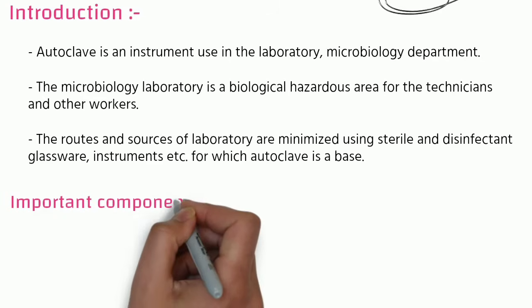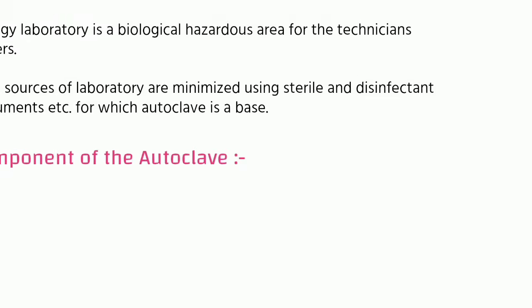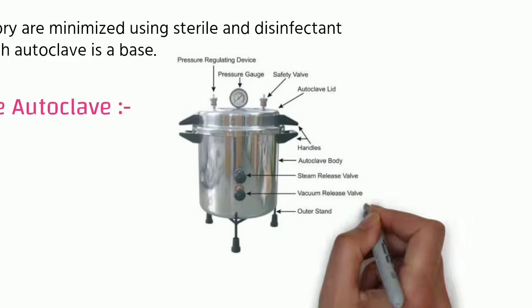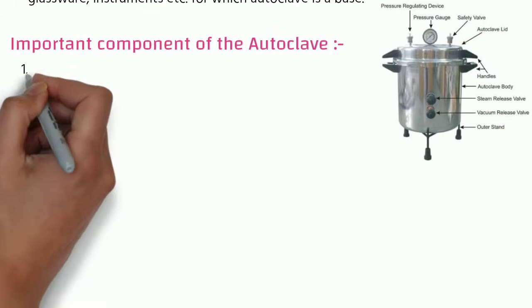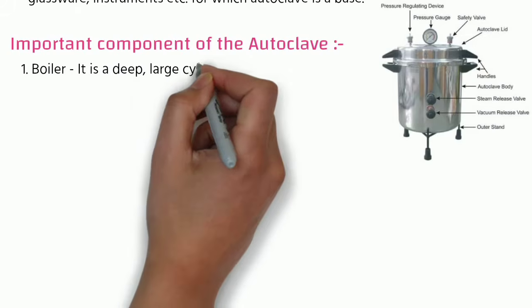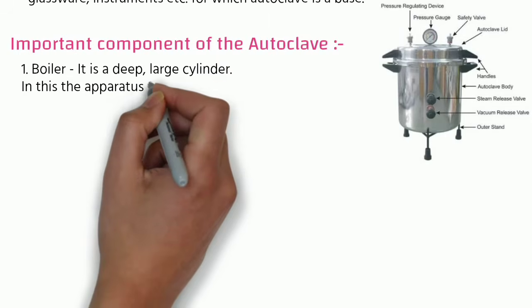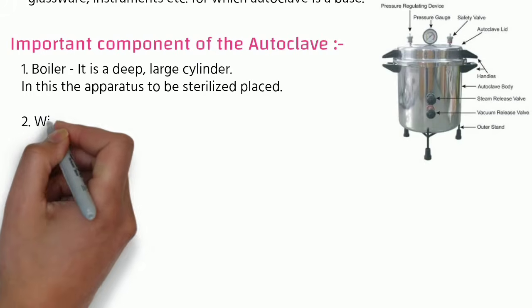Okay, so then the important components of the autoclave. This is the component structure, and these are the components in an autoclave. The first one is the boiler. The boiler is a deep large cylinder in which the apparatus to be sterilized is placed.